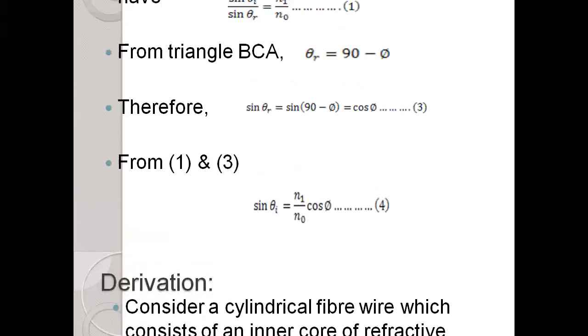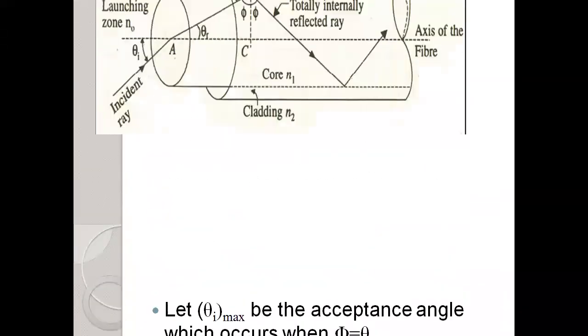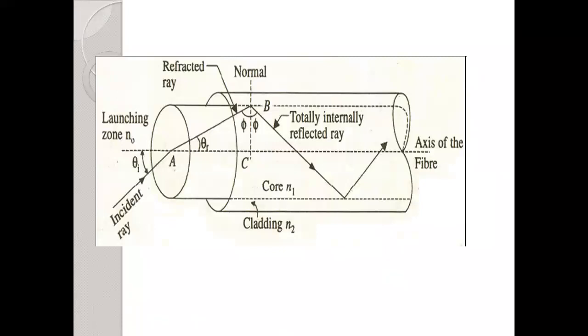On the screen you can observe a light signal which is incident with an angle of theta I at the launching zone. This ray gets refracted into the fiber, because the outer medium is rarer and the core is a denser medium. So the ray will bend towards the normal and get incident on the interface between core and cladding. At this point, if the angle of incidence, phi, is greater than or equal to the critical angle, then the ray will go back into the same core medium and get transmitted from one end to the other.